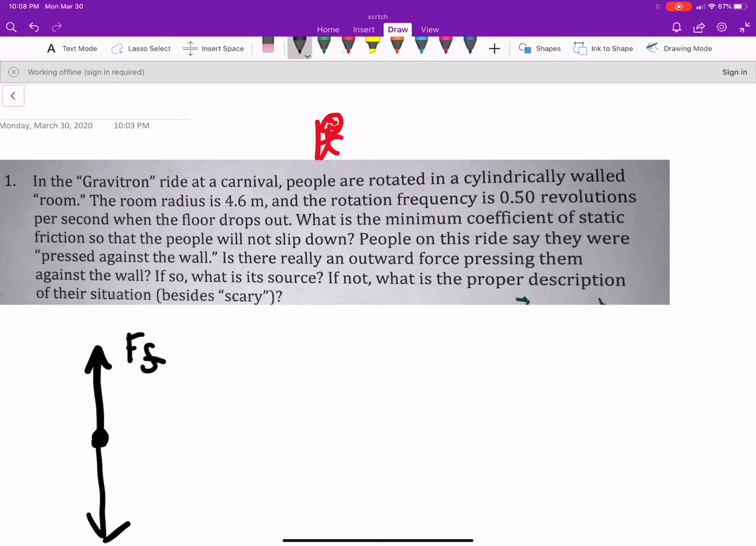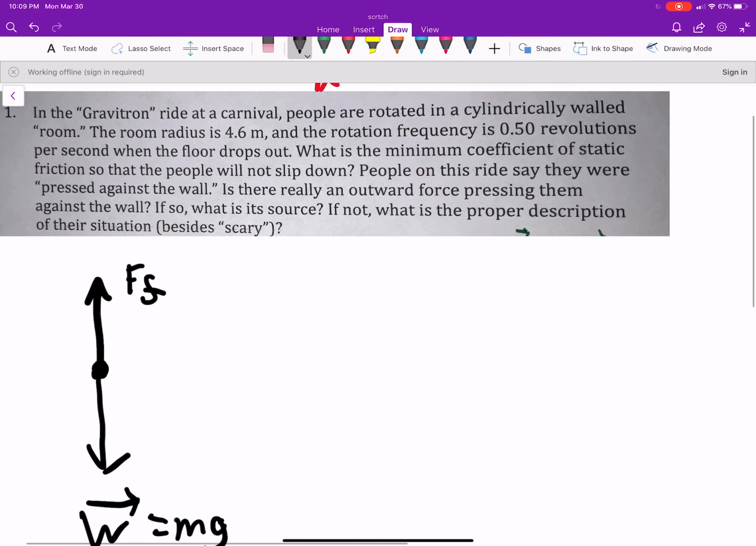There's also a force of friction holding you up. The normal force is going to be perpendicular, so your normal force is going to be pushing you towards the center. Well, we know that there's going to be centripetal acceleration because this thing is moving. So that's going to be the force causing that.